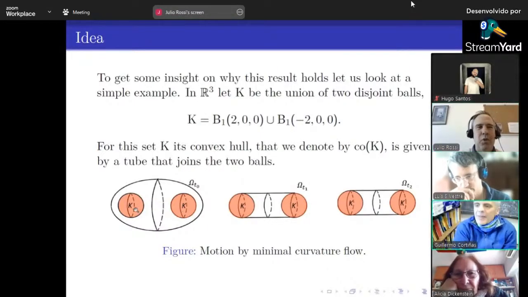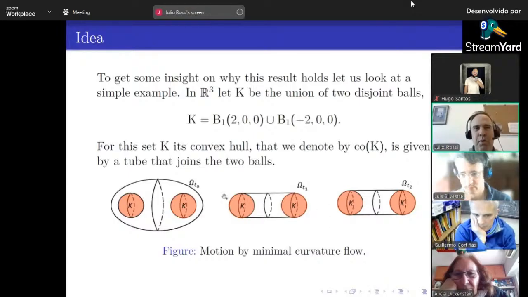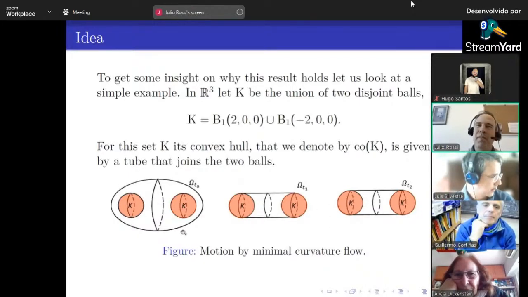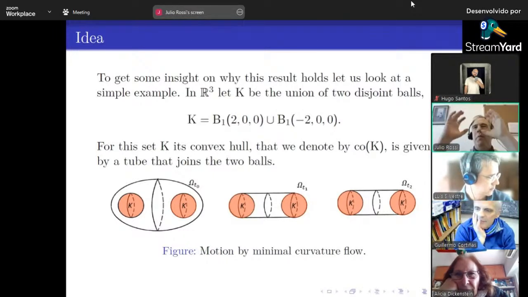And the two balls are not convex. You want to find the two balls and the tube as the limit of the evolution of this surface. Let me do it with my hands.